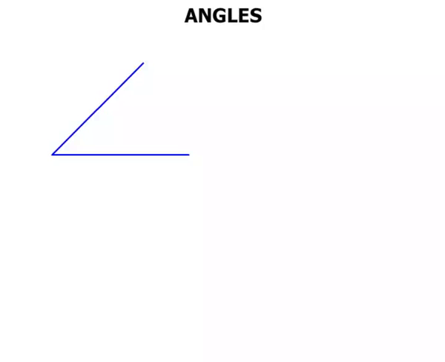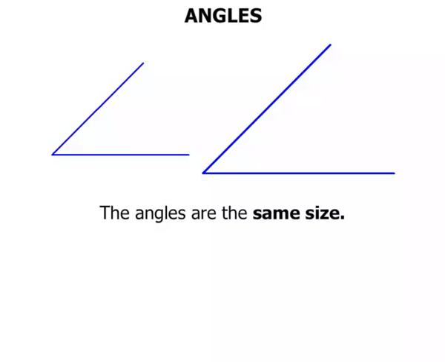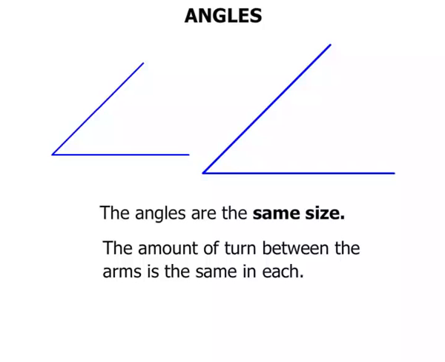Now, if we consider this angle here, and I'll reproduce it, but I seem to enlarge the angle. In fact, the angles are the same size, because the amount of turn between the arms is the same in each. So the arms got bigger, but the amount of turn is the same in each. So that's the angle.